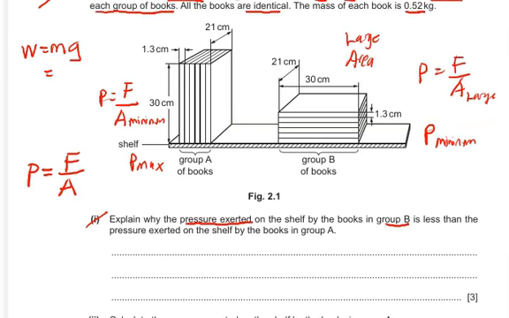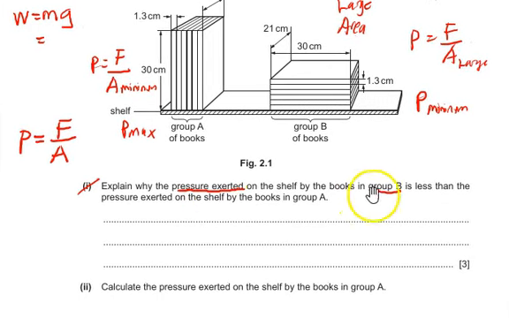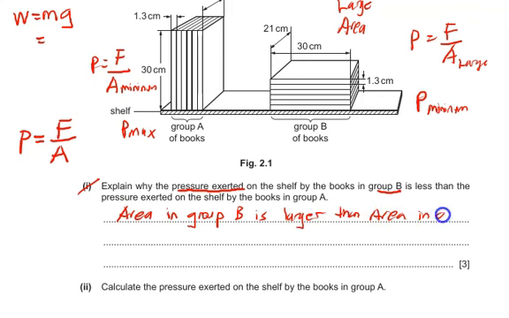So let us answer this question. Explain why the pressure exerted in B is lesser than A. You can explain in such a way that the area in group B is larger than the area in group A.